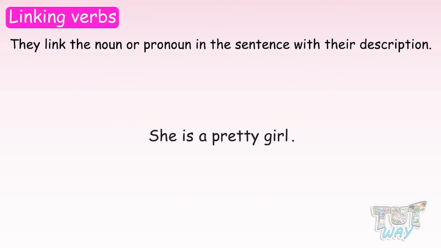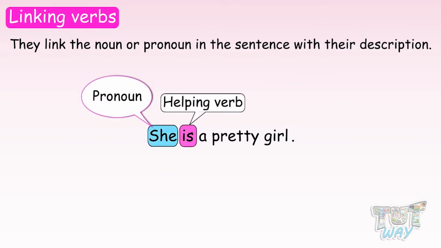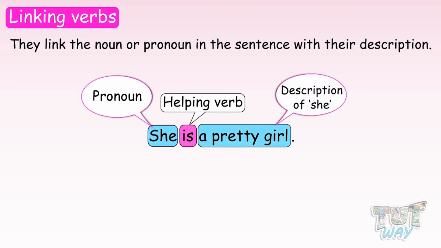She is a pretty girl. She is a pronoun. Is is a linking verb. A pretty girl is the description of the pronoun. So the linking verb is linking the pronoun to its description.